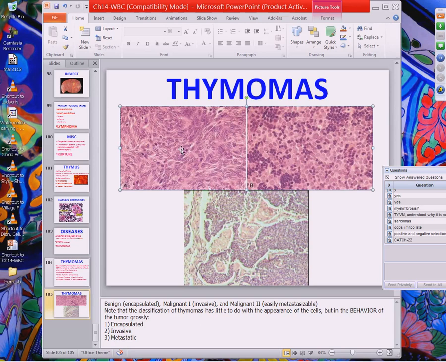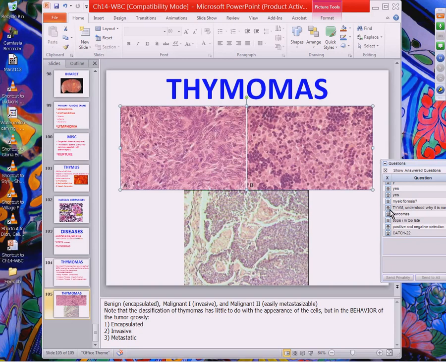That would probably be a good question: look at these three lymphoepitheliomas, and which one has the greatest predominance of epithelial-looking cells versus lymphocytes? So that's my first question. And you could answer it. Call it A or northwest, whatever you want.